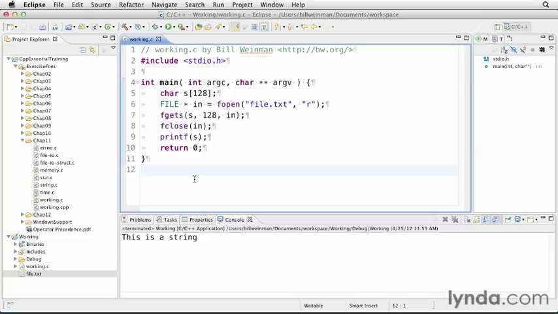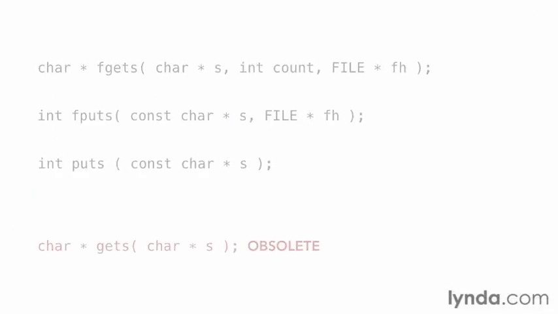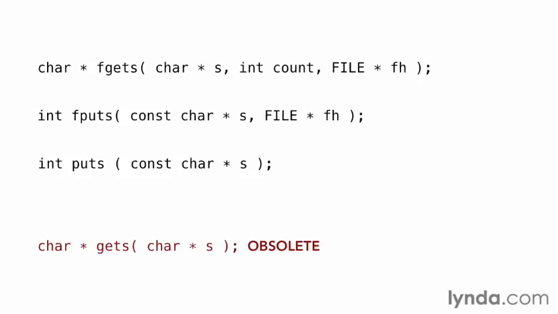Let's go ahead and take a look at the function signatures for the functions we've used in this lesson. Fgets will return a pointer to the result string or a null if it gets to the end of a file. It takes as its first argument a pointer to a character buffer, as its second argument the size of that buffer, and it'll get a maximum of that size minus 1 character, and the pointer to the file handle. Fputs returns an integer. On success, it'll be a non-negative value, and on error, it'll return EOF.